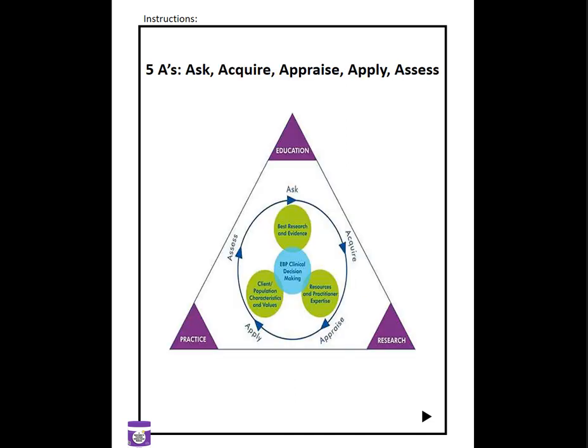Evidence-based practice is often summarized as the 5 A's: asking questions, acquiring information, appraising the information, applying your expertise, and assessing the outcomes.